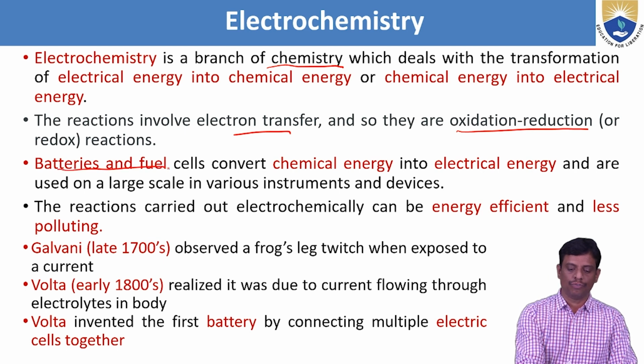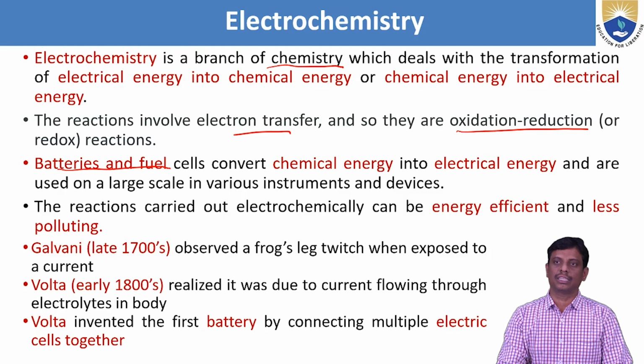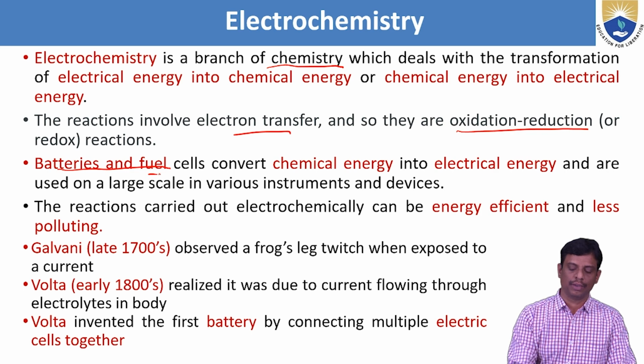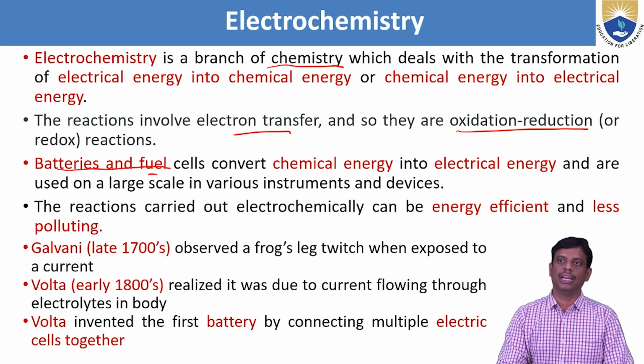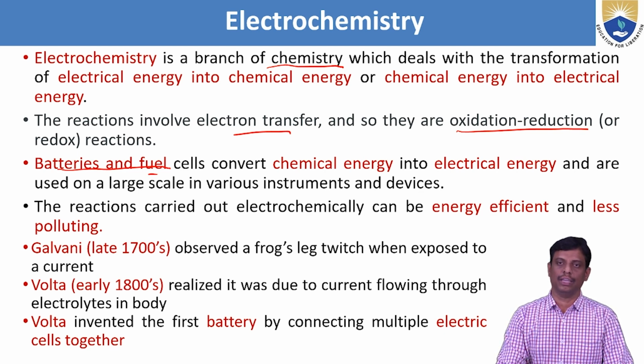Usually, batteries and fuel cells convert chemical energy into electrical energy and are used on a large scale in various instruments and devices. The majority of renewable devices are working on this electrochemistry principle. Reactions carried out electrochemically can be energy efficient and less polluting. That's the reason people are looking at electrochemistry broadly nowadays.